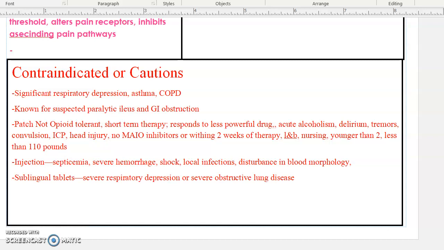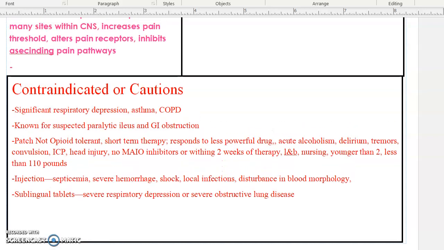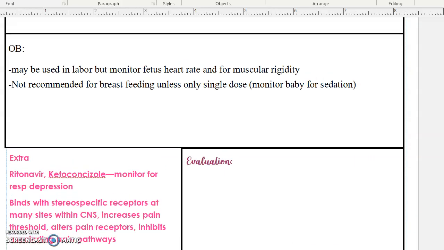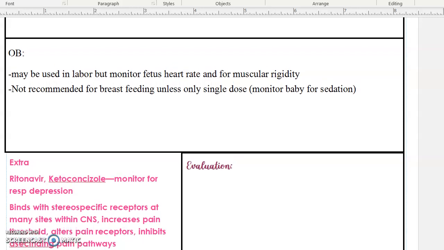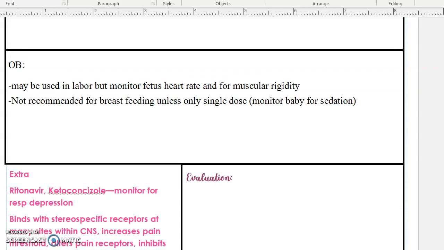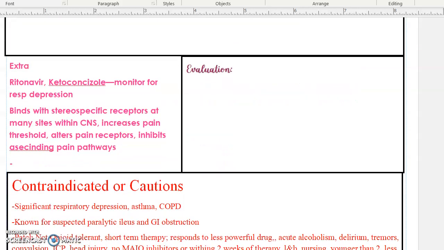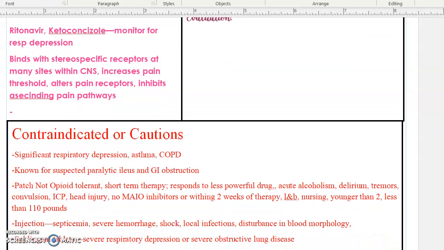Now, for IM and IV, for labor and delivery, you are able to give one shot of fentanyl to laboring moms, but you want to make sure that you are monitoring the baby because it could drop their heart rate. And for breastfeeding, it's not recommended unless it's just a single dose. But then you're still monitoring the baby for respiratory depression.